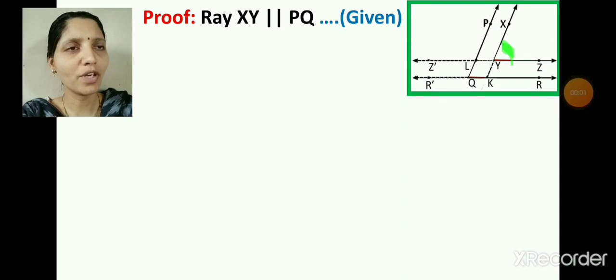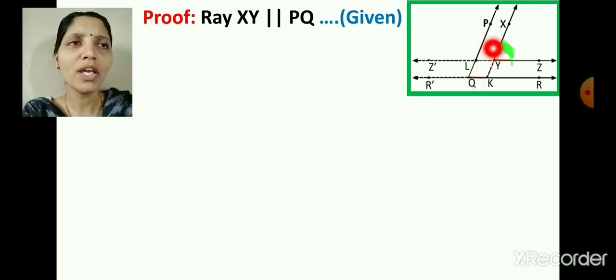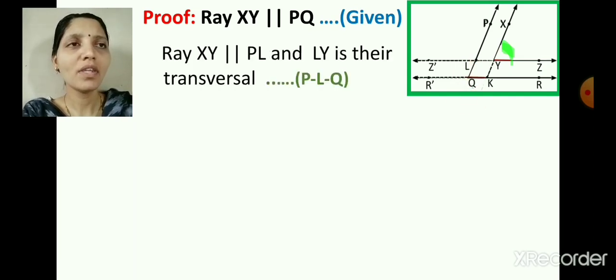Let's start with the proof here. What is given to us? Ray XY is parallel to ray PQ. Now just now in the construction we have written that ray YZ intersects ray QP at point L. That means points P, L, Q will be collinear points. They are on the same line. Therefore, we can write here: ray XY is parallel to ray PL and LY is their transversal, and the reason you will write as points P, L, Q are collinear points.